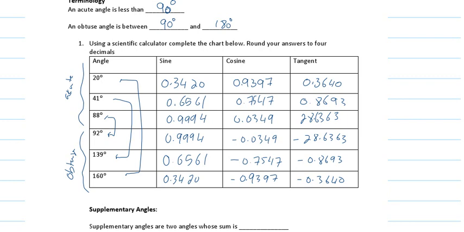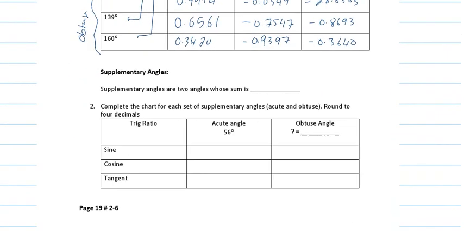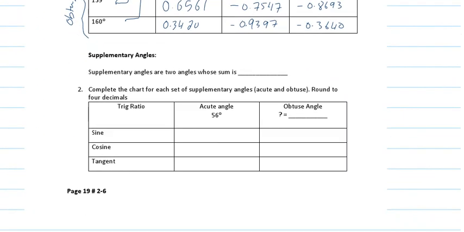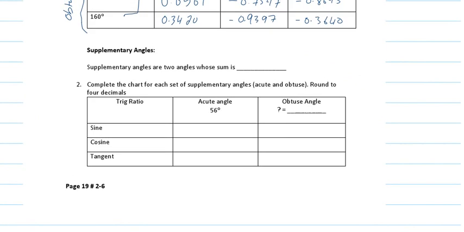Let's fill out this chart here, and then you'll discover it more. Supplementary angles are two angles that sum up to 180. Complete the chart for each set of supplementary angles, acute and obtuse, rounding to 4 decimal places.